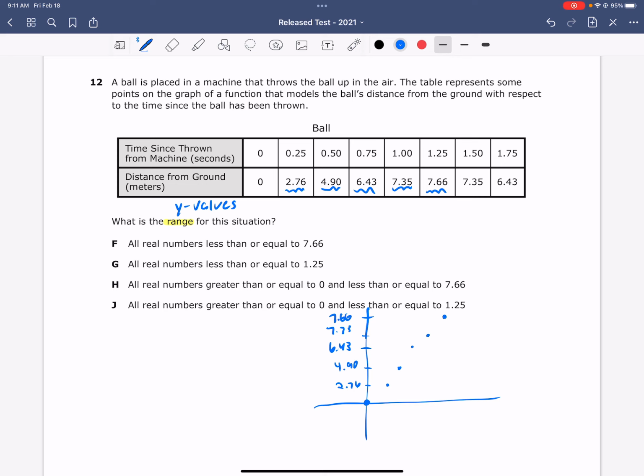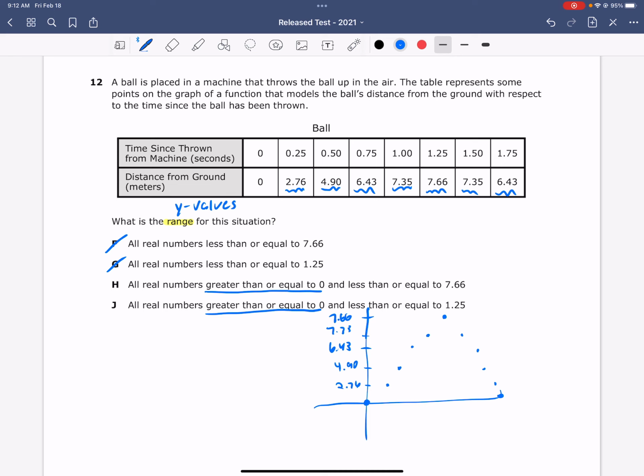And what we notice is that after 7.66, the numbers start getting smaller again. So what's going to happen is that this ball is going to start coming back down to earth, and it's going to make this parabola shape. But notice that the height or the distance from the ground is never going to be less than 0 because that wouldn't make sense in the context of this problem. And so that means that our range needs to be all real numbers that are greater than or equal to 0. That eliminates F and G from the conversation.